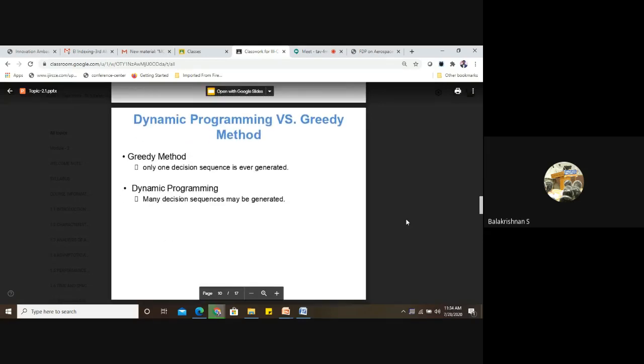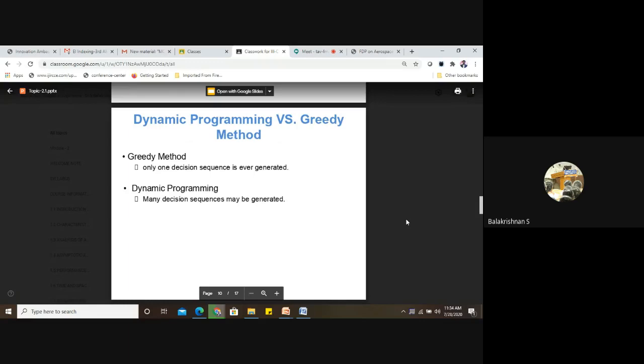What's the difference? Already we discussed the greedy method. Here we will see the difference between dynamic programming and the greedy method. In the greedy method, only one decision sequence is ever generated, either maximum or minimum. In the greedy method, we always take the maximum choice only, so it is called the greedy method. Only one decision sequence will be there.